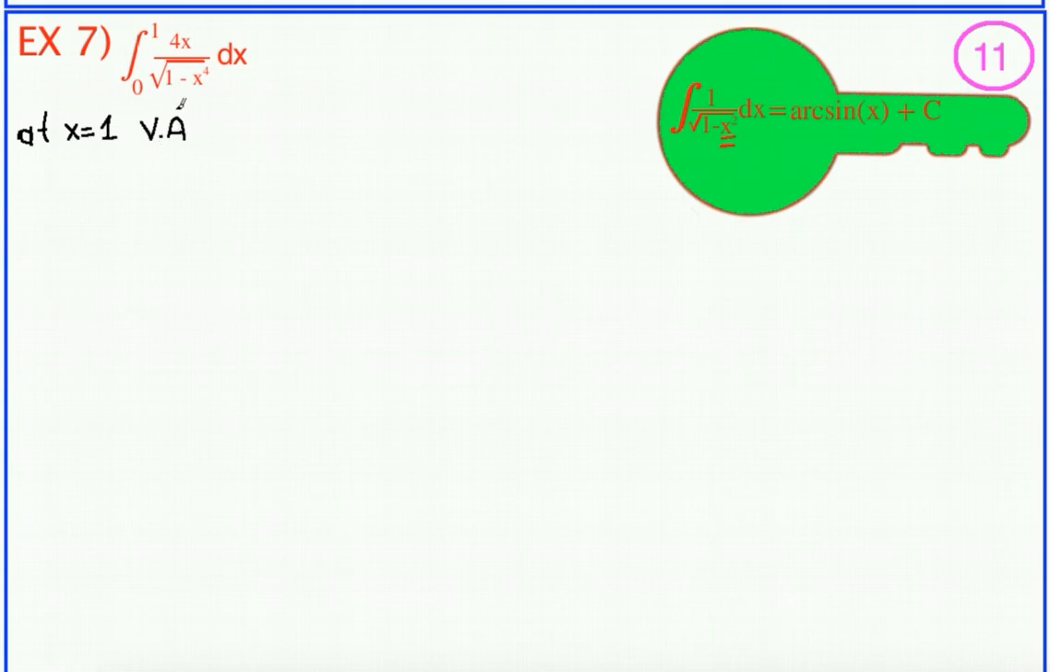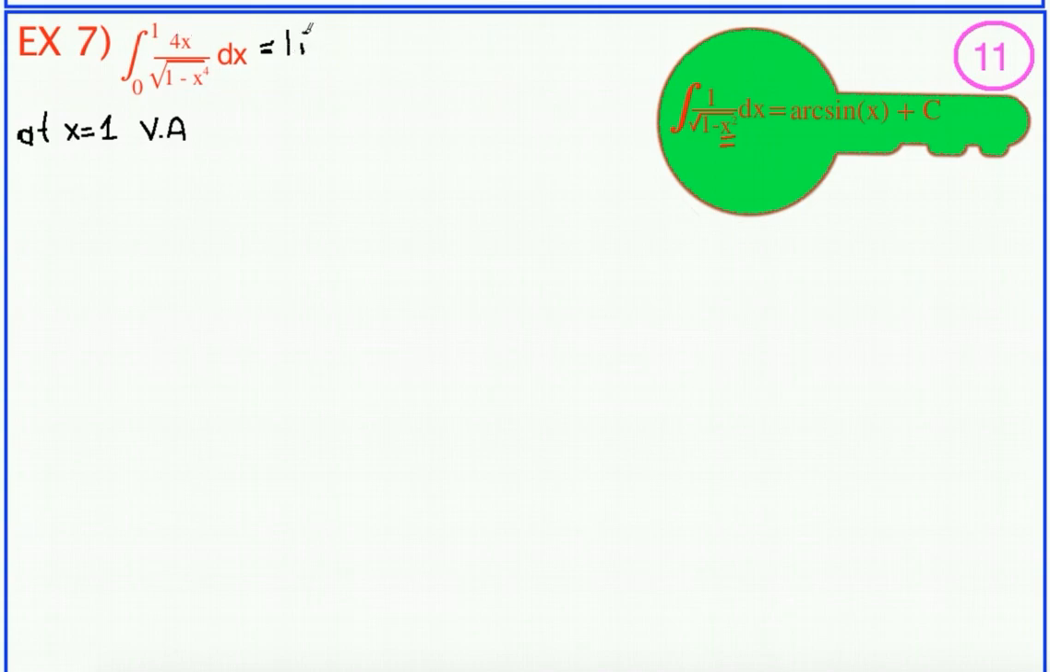And the value 1 makes this function undefined because it makes the denominator 0. So this is type 2, discontinuity type of improper integral. Okay, let's start with step 1. Step 1 is to convert the integral to a limit.